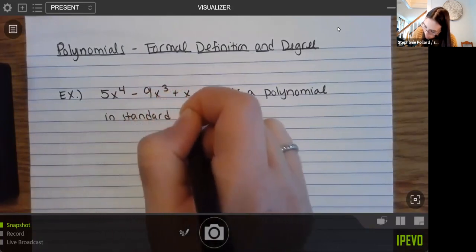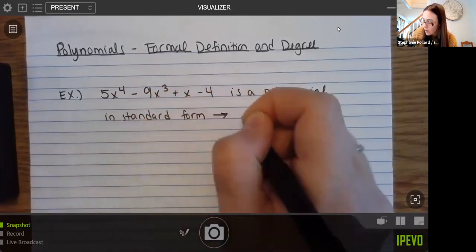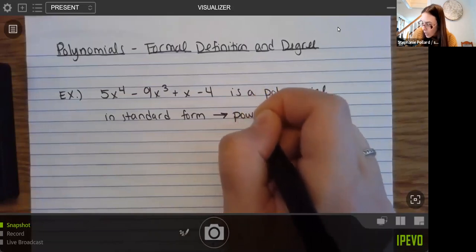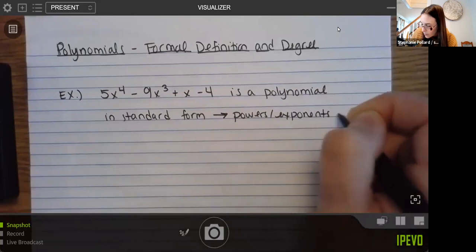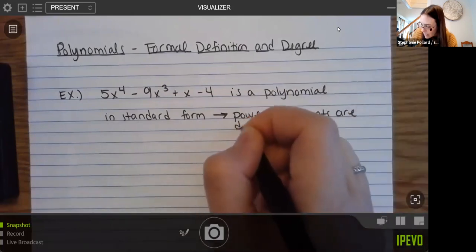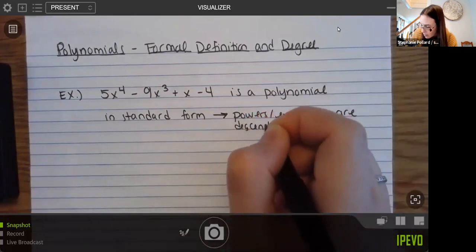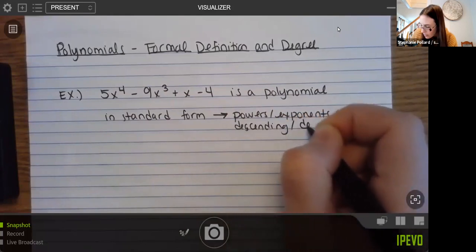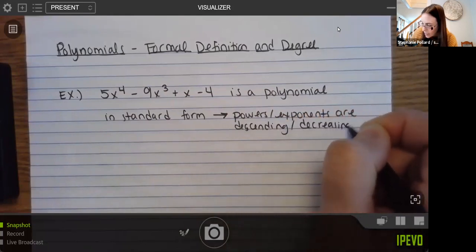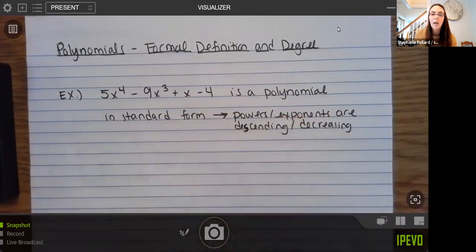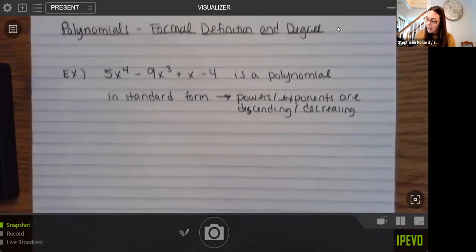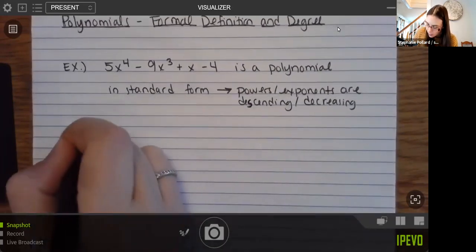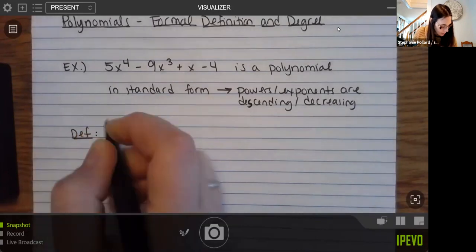in standard form. And you want to know that typically in standard form, your powers or your exponents are descending, or you can also say decreasing. In math, we typically say descending, so that's an S there. But it just means that they are decreasing. So we tend to like to write our polynomials in this order. And the formal definition of the polynomial looks like this.